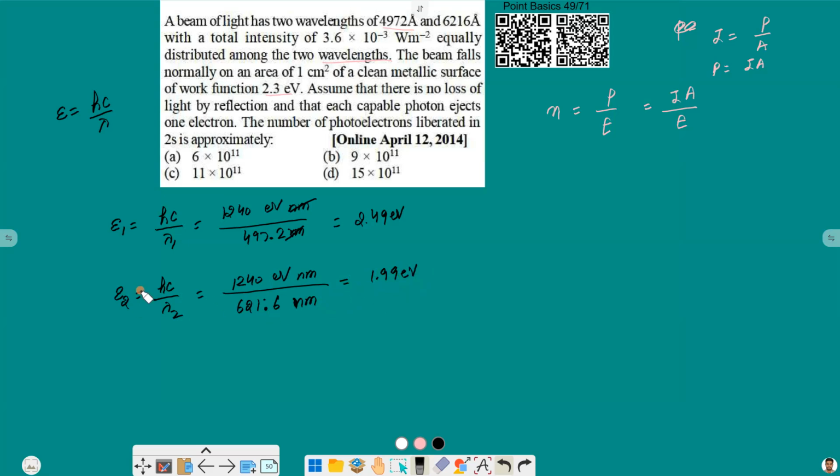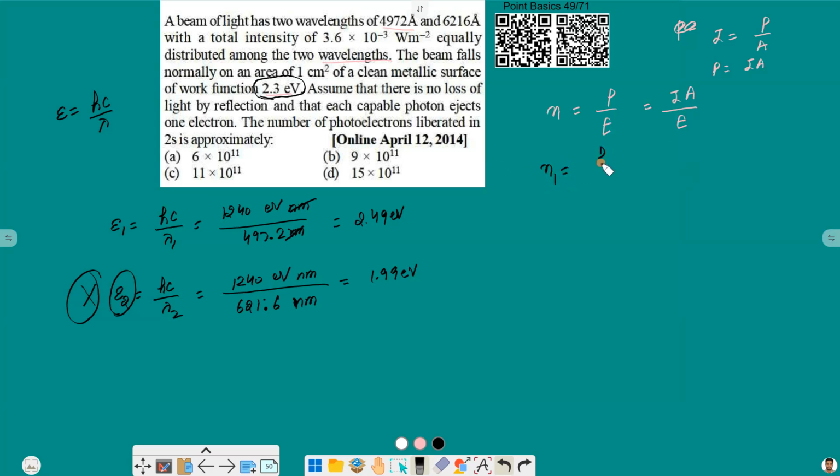So what happens here? E2, the energy of the second light, is less than the work function. If it is less than the work function, it means that it cannot eject electrons. So we will not calculate for E2, we will only calculate for E1, because only photons of the first light will be able to eject electrons.